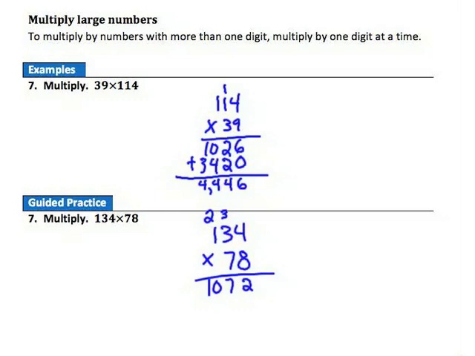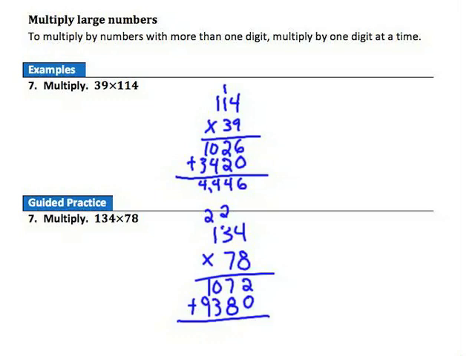Before I start multiplying by the 7, I have to put a placeholder 0 here and erase the numbers that I carried. 7 times 4 is 28, carry the 2. 7 times 3 is 21, plus the 2 is 23, carry the 2. 7 times 1 is 7, plus the 2 is 9.